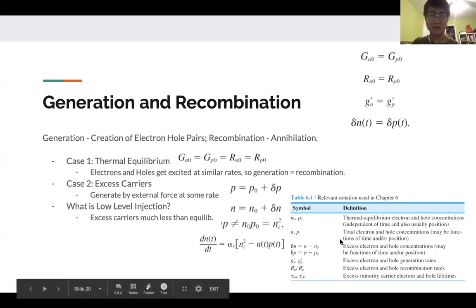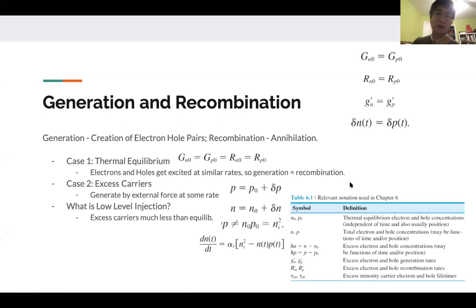So generation and recombination. Basically, electrons and holes are created in pairs, and they're destroyed in pairs. It's like if for every person here we also had an evil twin, and the moment we met, we also killed each other. That's kind of what's going on here.